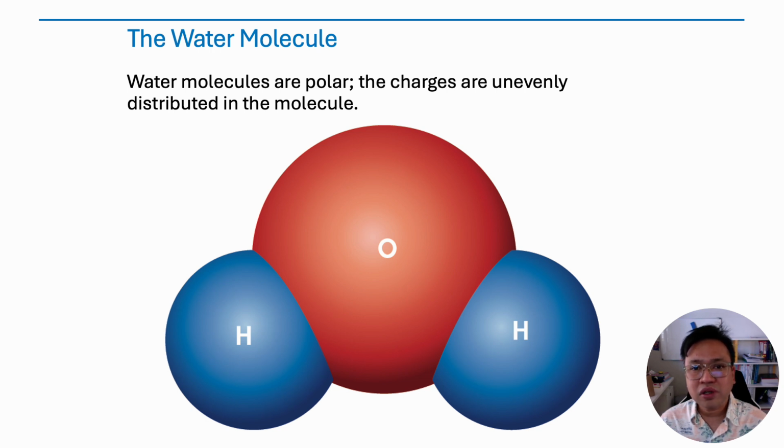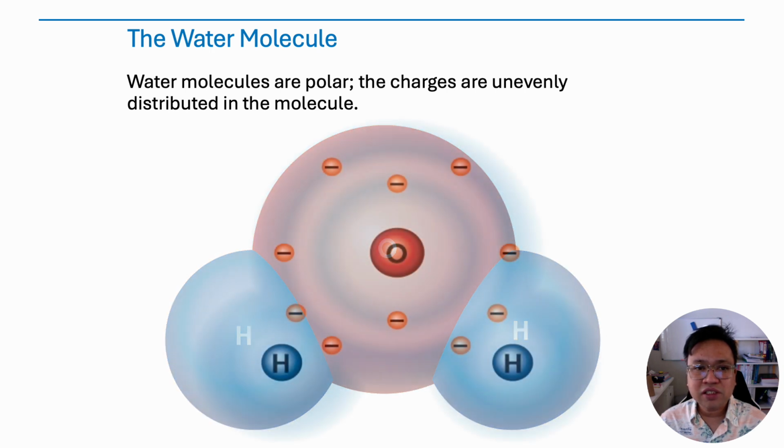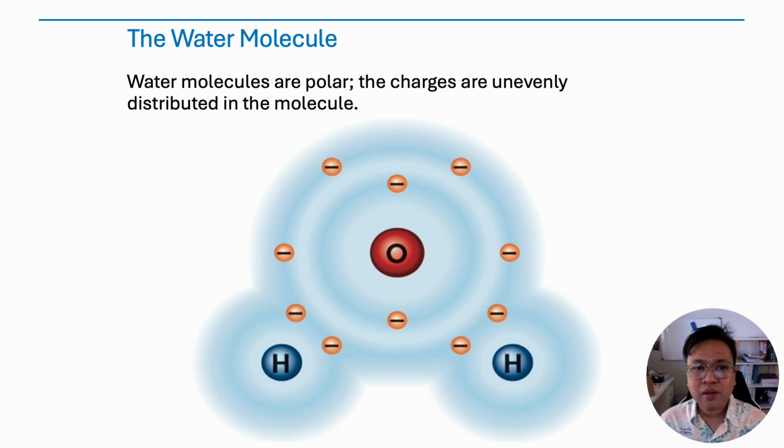Oxygen has 8 protons. How many electrons does it have? The answer is 8. How many electrons are there total in a water molecule? The answer is 10 electrons. What charge do protons have?